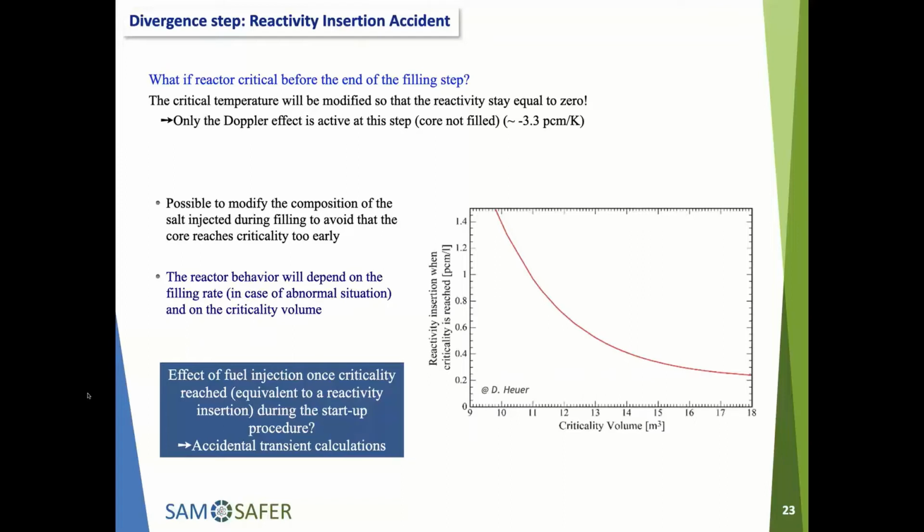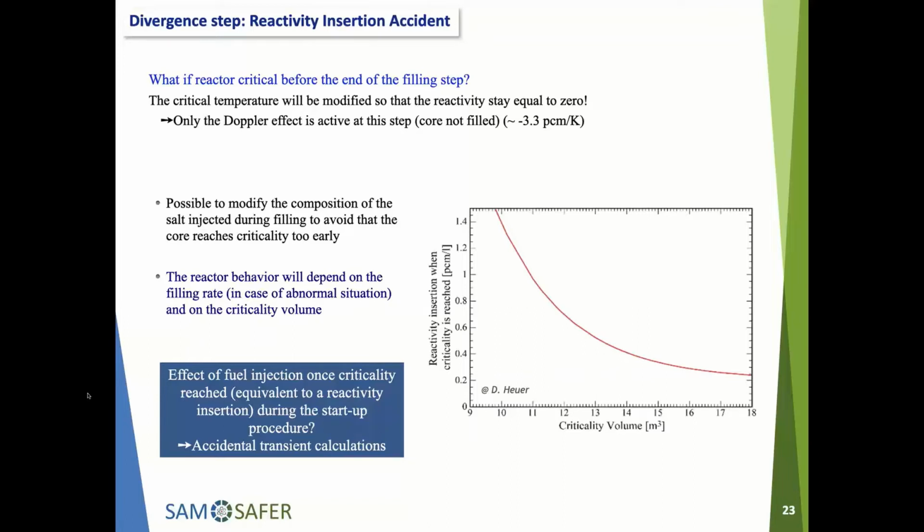What if the reactor becomes critical before the end of the filling step, and we continue the filling step? Of course, the critical temperature will be modified so that the reactivity stays equal to 0. It's the magic of reactivity and of a critical reactor. It's very stable. It means that when it's critical, it stays critical. Only the operation temperature will be modified.